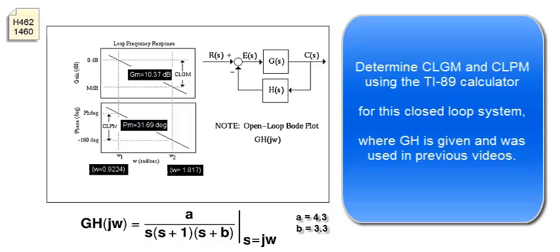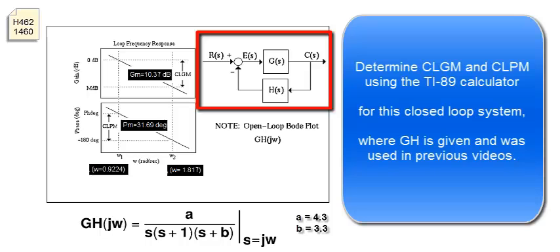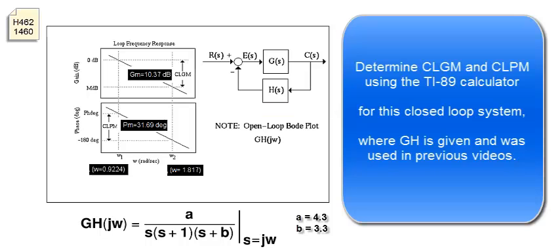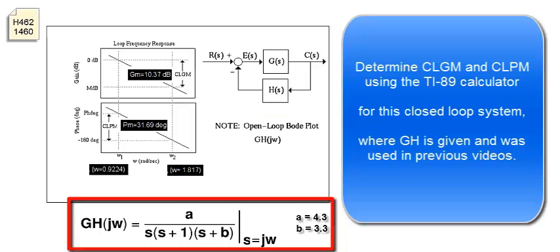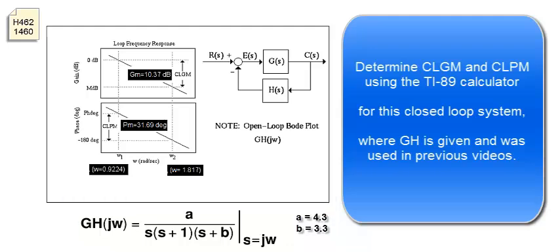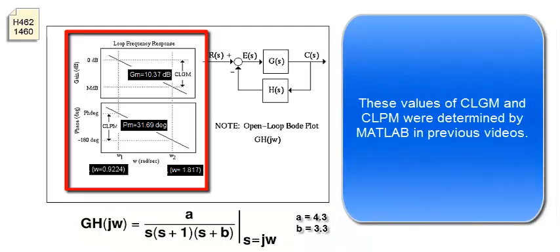Determine closed-loop gain margin and closed-loop phase margin using the Ti-89 calculator for this closed-loop system, where GH is given and was used in previous videos. These values of closed-loop gain margin and closed-loop phase margin were determined by MATLAB in previous videos.